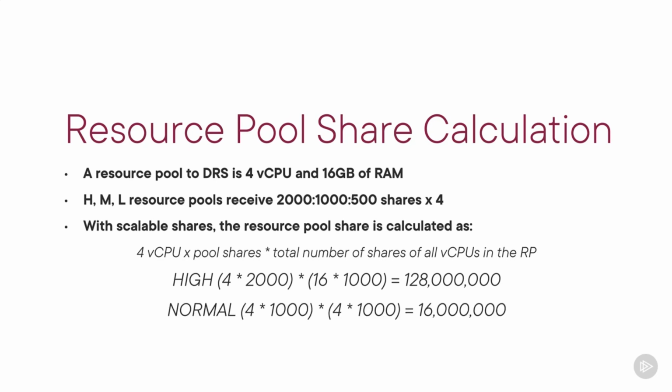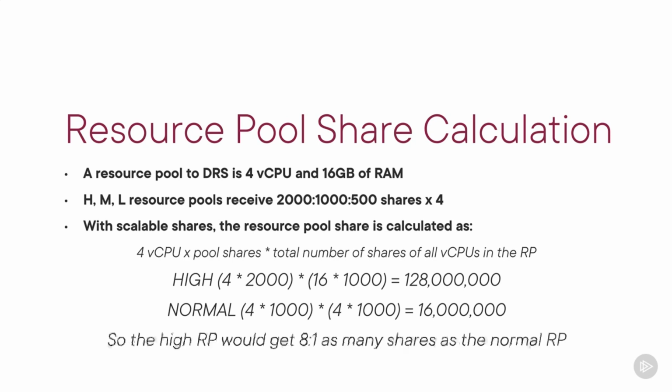And then the normal resource pool would be calculated as 4 times 1,000, because it's the medium or normal resource pool, times 4 because we said we had 4 virtual machines in the resource pool. And assuming they each have 1 vCPU, that would be 1,000. So it's 4,000 times 4,000, which is 16 million. And the result here would be that the high resource pool would get 8 to 1 as many shares as the normal resource pool. And that's exactly what you would expect.